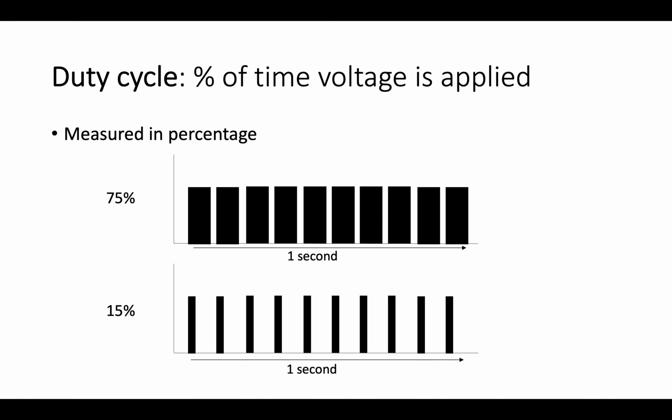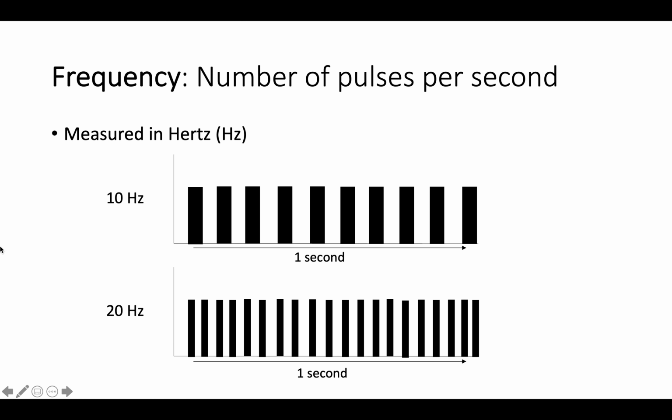A duty cycle is the percent of time that voltage is applied, and this is measured as a percentage. So when you think of frequency here, that's just the number of times voltage is applied, whereas the duty cycle is like the fatness of these bars. So basically how long is the voltage on versus off.